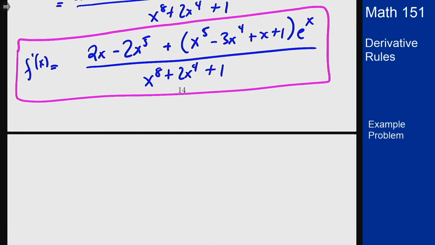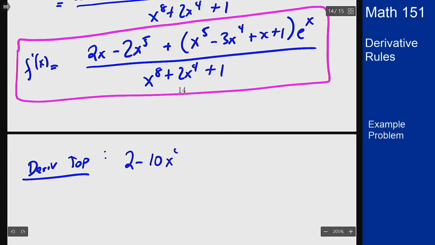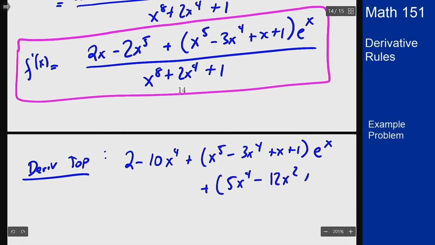Now the second derivative is going to also require the quotient rule. And to finish that, I'm going to need the derivative of the top and the derivative of the bottom, which I can then piece together with what I already see here to give me the actual formula for the second derivative. So what's the derivative of the top? Well, the derivative of the top is going to be a 2 minus 10x to the fourth from that polynomial part at the beginning. And I'm going to get a product rule for this last bit. So I'm going to need to write the polynomial here as it is, times e to the x, that's when I differentiate e to the x. And then I want to add the derivative of that polynomial, 5x to the fourth minus 12x squared plus 1, times e to the x when I differentiate the polynomial itself.